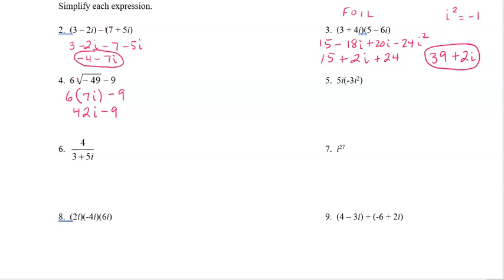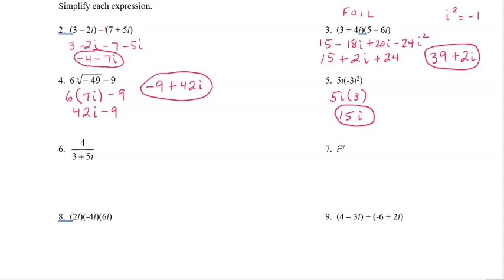And I don't want to leave it like this because the correct way to write a complex number is to put the real number first and then follow that with the imaginary number. So my complex number answer for number 4 is -9 plus 42i. For number 5, I'm going to replace i squared with -1. And when I do, -3 times -1 makes +3. And now I can just multiply these together. 5i times 3 is 15i.